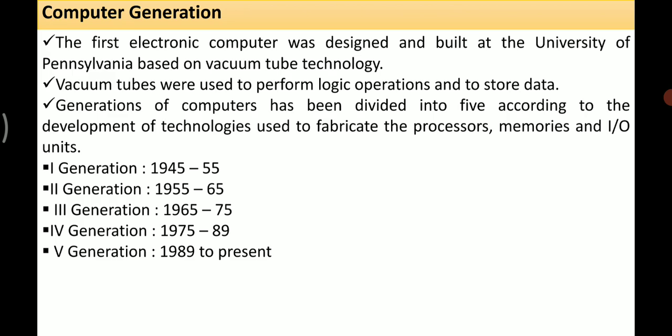The first generation of computers, we consider from the year 1945 to 55, and the second generation of computers is considered from the year 1955 to 65. It is the duration period. Third generation is from 1965 to 75. Fourth generation is from 1975 to 89, and the fifth generation is from 1989 to the present. So we'll see one by one. First, we'll see the first generation.